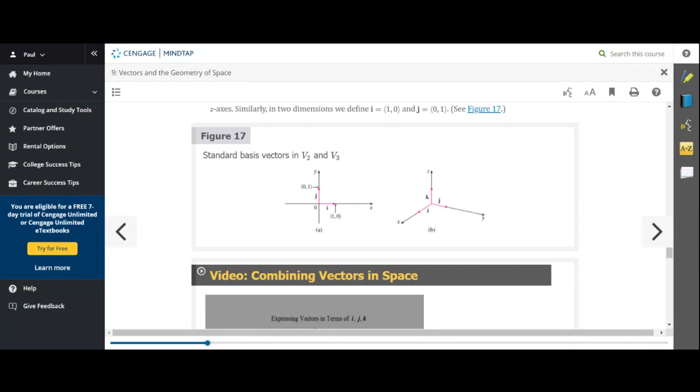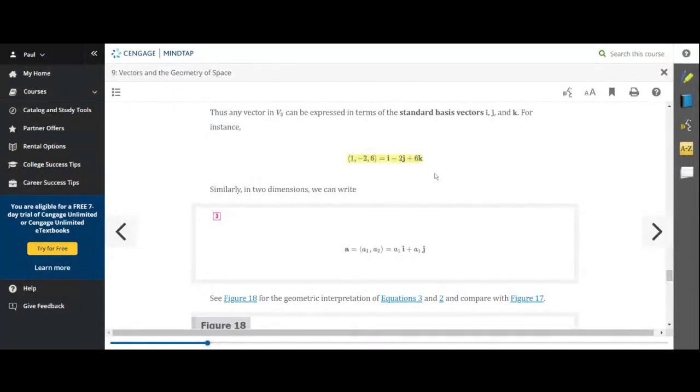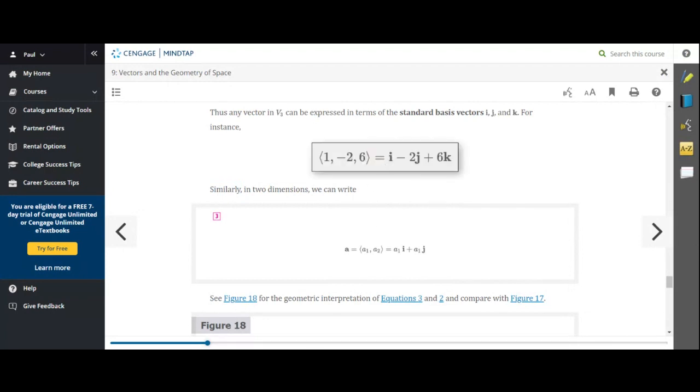Okay, and so now, what can we do here? Well, I'll point out here that the vector (1, -2, 6), in terms of the ijk notation, you just write that as 1i minus 2j plus 6k. Two ways of saying the same thing. And in your homework, you'll have problems where you have to work with both notations for vectors.